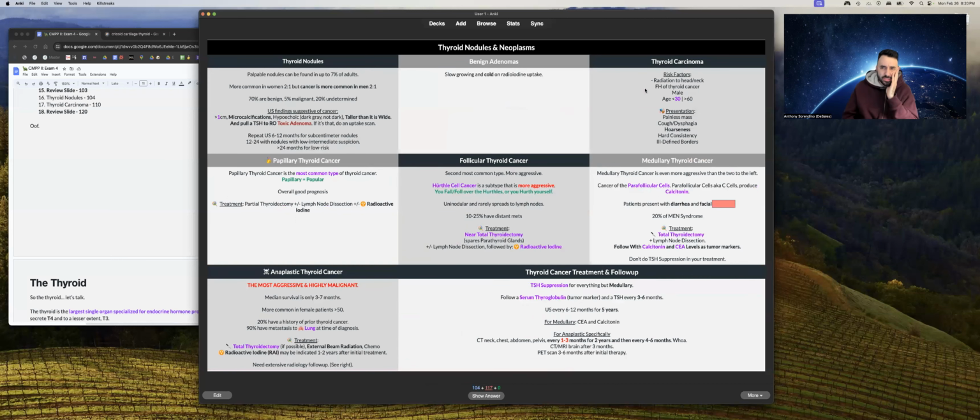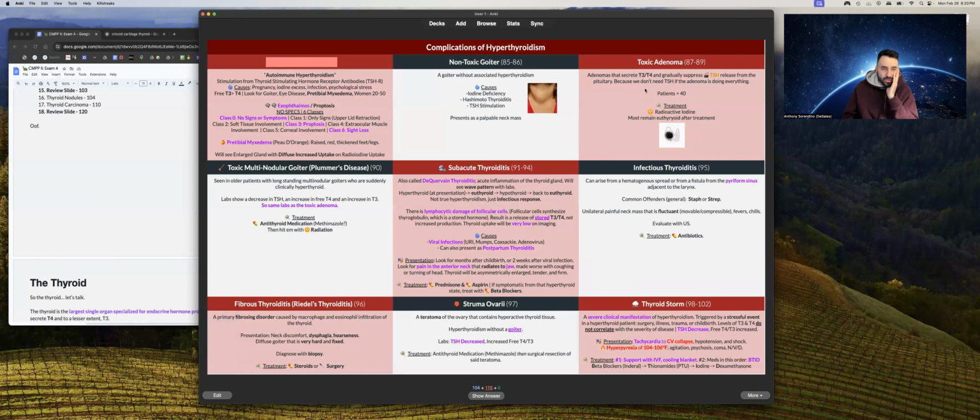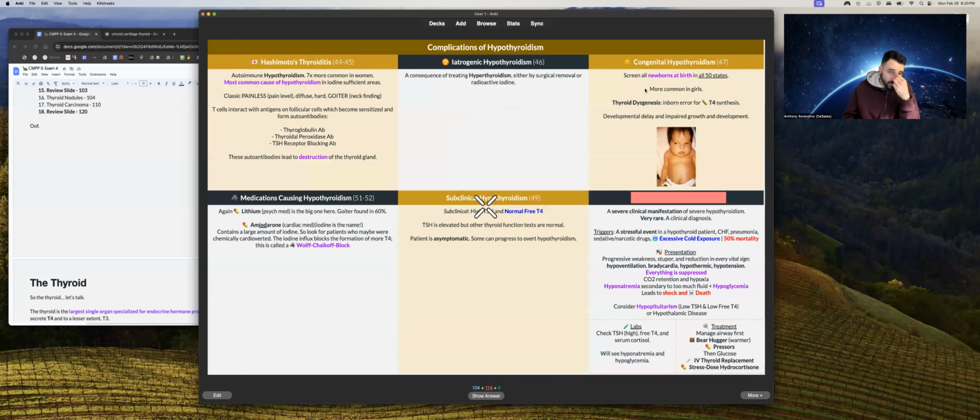Medullary thyroid cancer, patient presents with diarrhea and facial flushing. Thyroid carcinoma, you're going to have some cough, dysphagia, hoarseness. We're also going to get that with something that was in the bottom left. I guess a lot of this you can kind of get. No, yeah, Riedel's had some dysphagia and hoarseness. Upper left of hyperthyroidism is Graves.